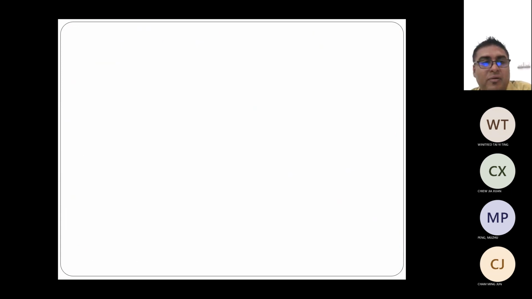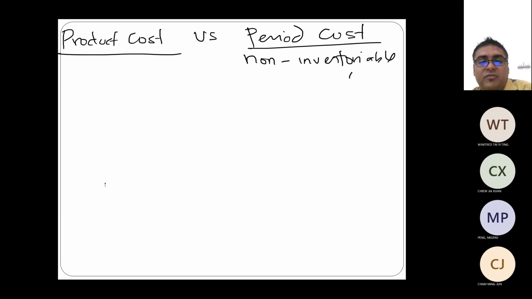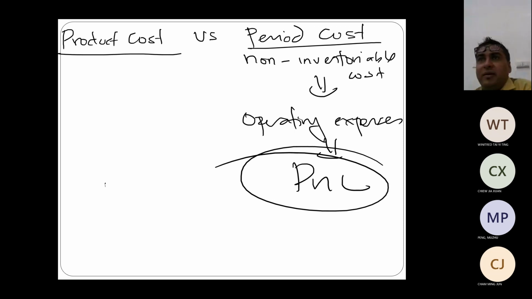So if you have something called product cost, you will also have something called period cost. What is product cost? Inventory cost. What is period cost? This is basically your non-inventoriable cost, which in other words is your operating expense that goes to your profit and loss statement. Are you with me so far? So you're seeing two more terms, correct or not?